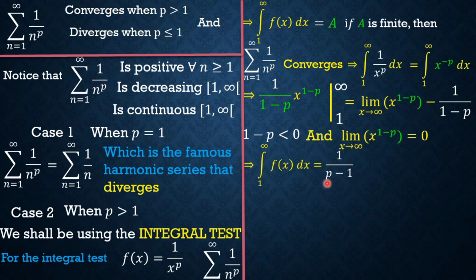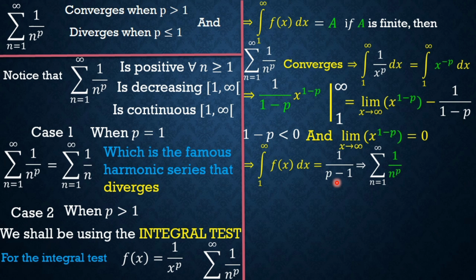Great. That's just it. So now, guys, we can therefore say that 1 over p minus 1 is a finite value, right? Since p runs from where, guys? Runs from 1 to positive infinity. Great. So 1 over p minus 1 is a finite value. So our integral from 1 to infinity of f of x dx has given us 1 over p minus 1, and it is a finite value. So we can say that in this case we have a convergent situation.